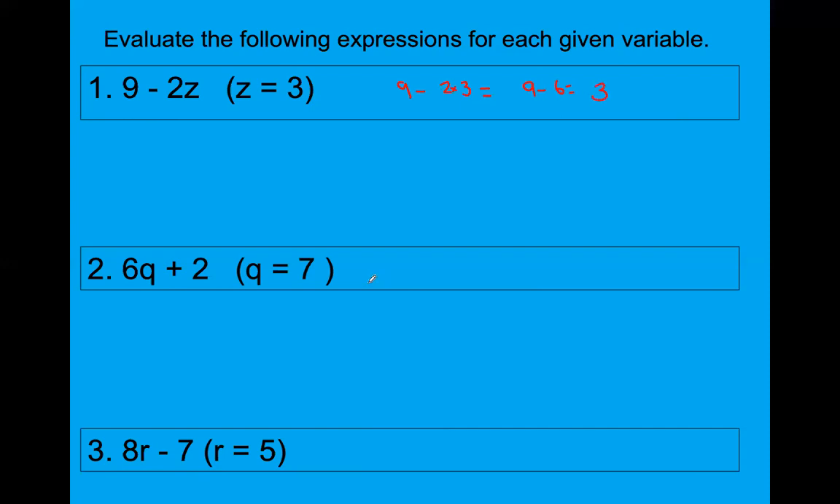Let's have a look at number 2. 6q plus 2 for q equals 7. Again, 6q means 6 times q. And so it's going to be 6 times 7 plus 2. We have two different operations, a multiplication and an addition. So the first operation we need to do is the multiplication. So 6 times 7 is 42. 42 plus 2 equals 44. So the final answer is going to be 44. I'm going to let you work out the answer to number 3.